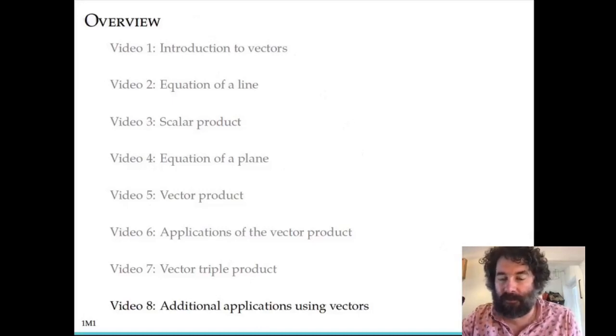Hello, and welcome to the final video in the section on vectors. In this video, I'm going to go over a few applications of what we've learned about vectors. I think this video is quite nice because it ties vectors to some of the topics that we've looked at previously in the course, topics that a lot of people have questions about.